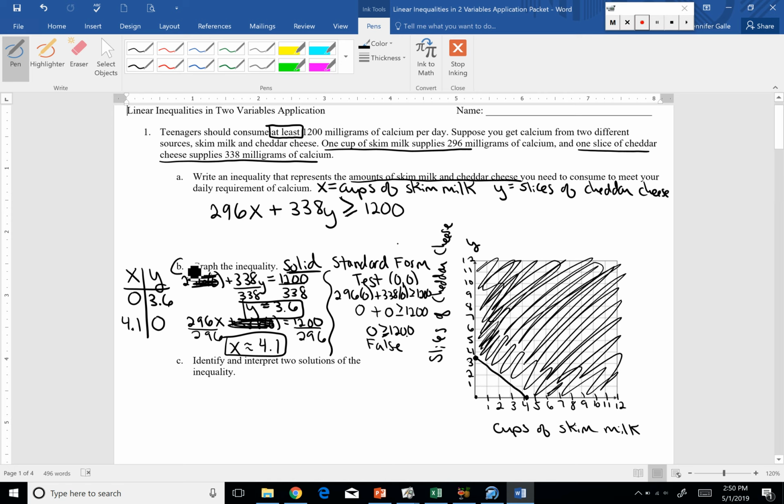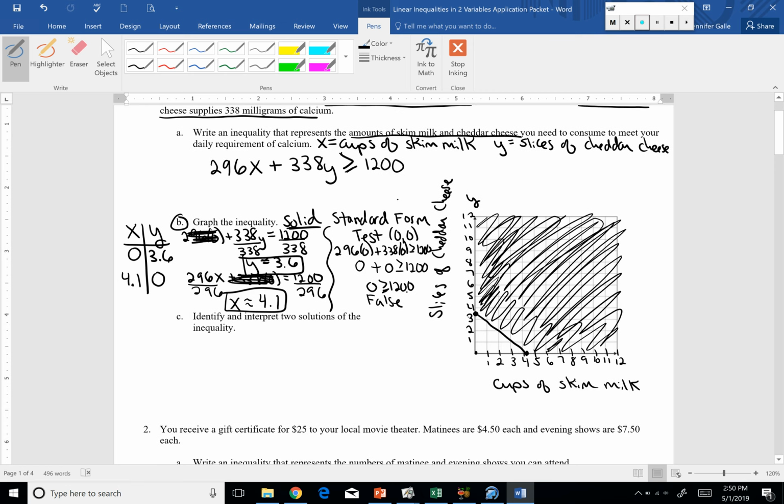So the graphing part is not new for us. But now what we do with that graph is the next step. So here's the next piece. Letter C, it says identify and interpret two different solutions. So if I look at my graph, where do I find solutions at? What did we do with the solutions? Where are they? What do we think? Where are the solutions at on my graph?